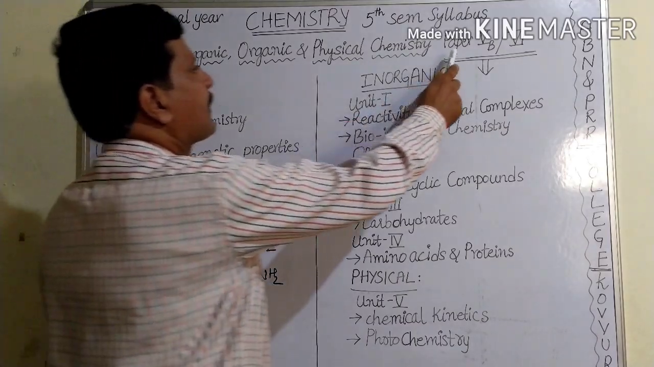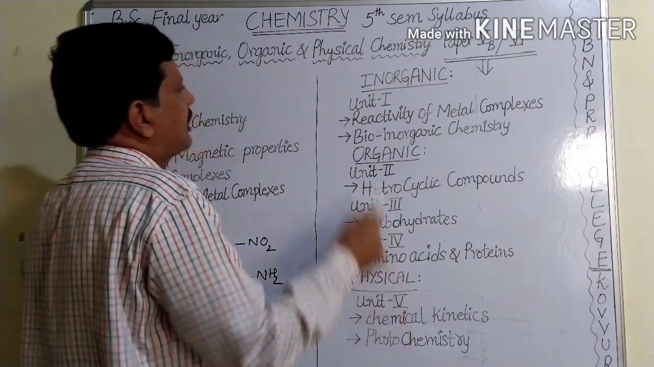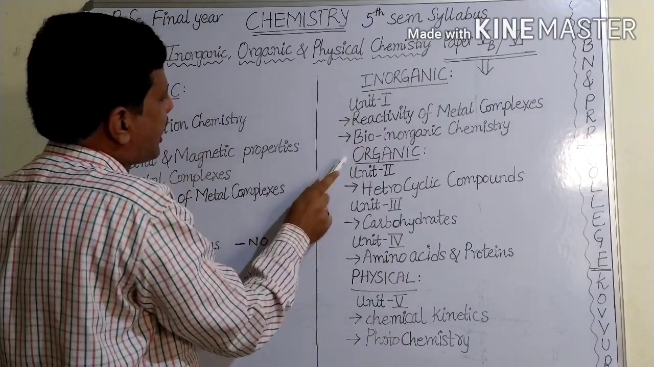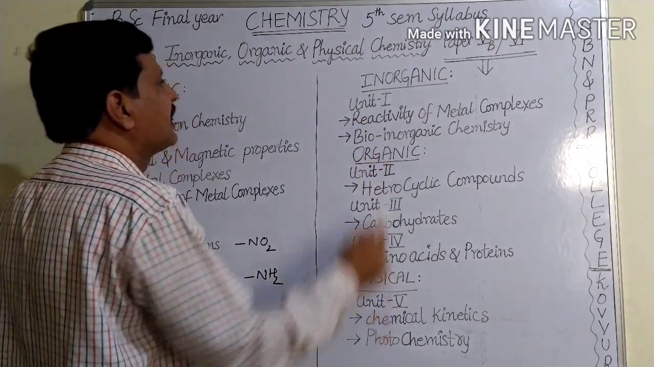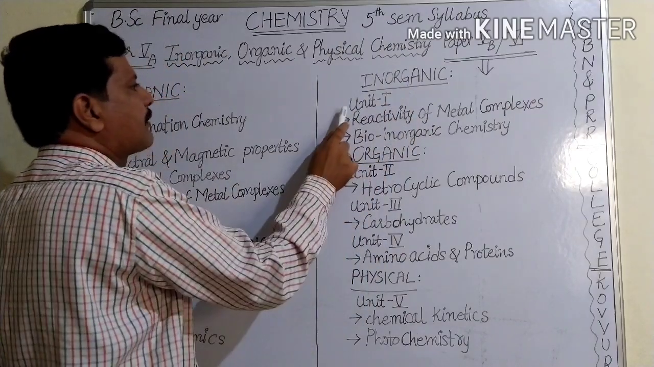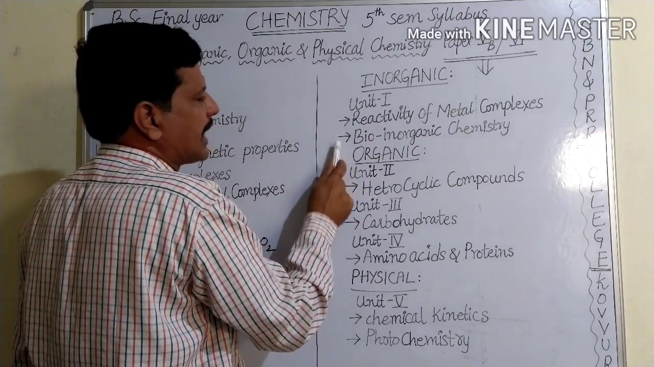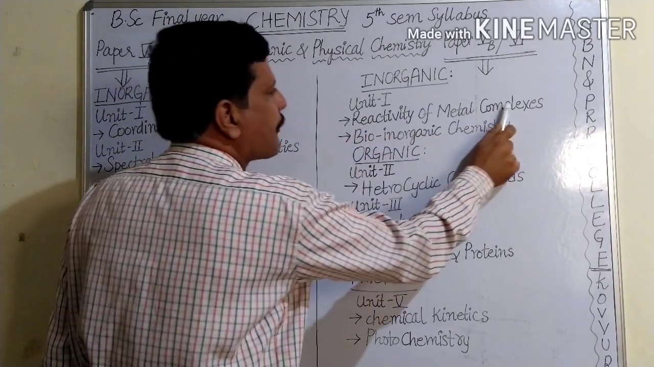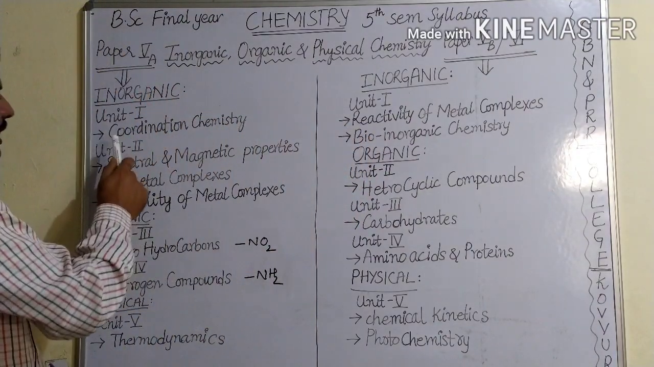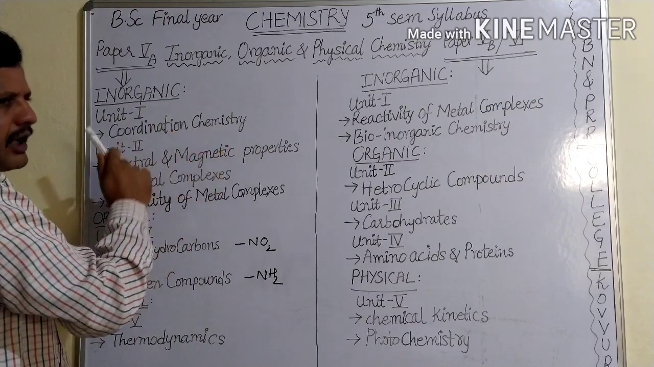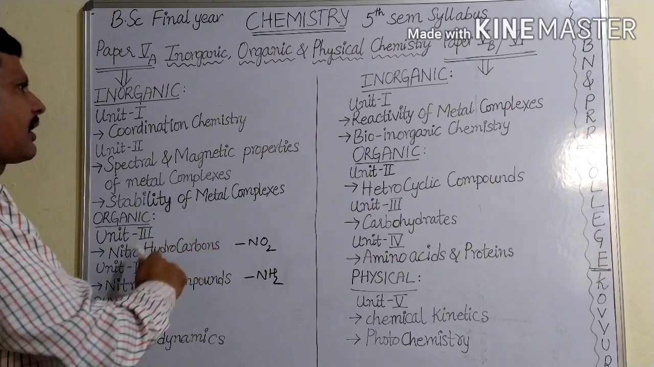Then come to Paper 5B or Paper 6. In this Paper 5B, also we have inorganic chemistry, organic chemistry, physical chemistry branches. Total again 5 units. In this inorganic chemistry branch, we have one unit. In this one unit, we have 2 chapters. First one, reactivity of metal complexes. That means we learn in Paper 5A coordination chemistry, then formation of complexes, spectral and magnetic properties of complexes, stability of complexes, etc.